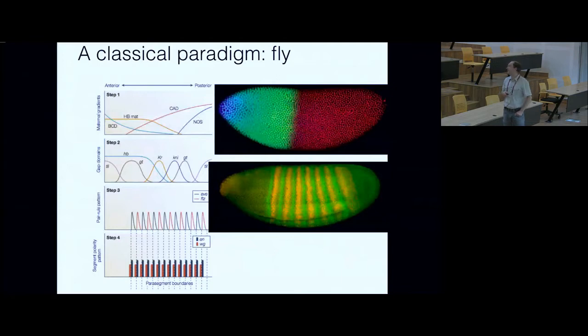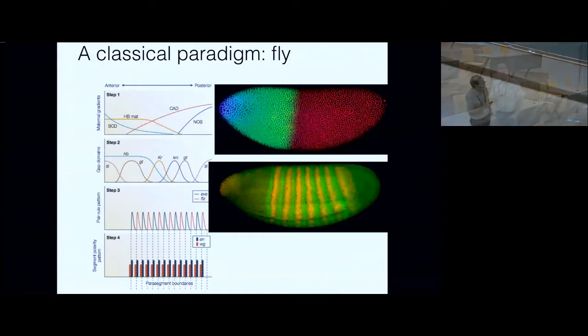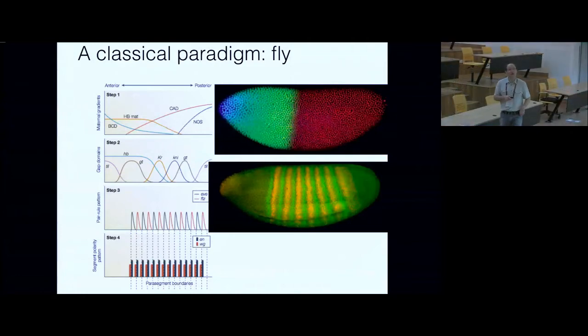The classical paradigm for segmentation, something you saw last week, is the fly. With John Reinitz you saw this, I think. No, it's not from Reinitz. It could be from Reinitz's lab, I don't remember. I should have put some credit, I apologize. But you saw this classical paradigm of fly segmentation or fly patterning.